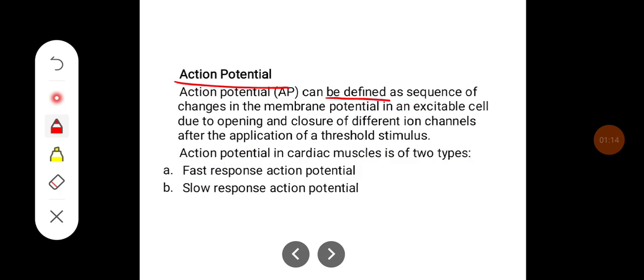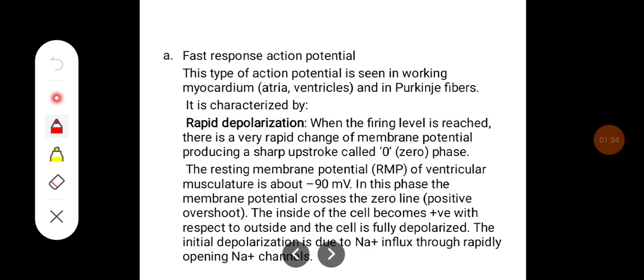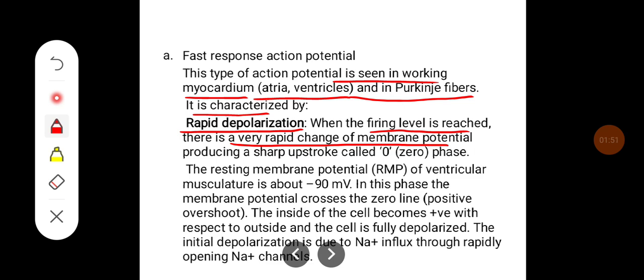Action potential can be defined as a sequence of changes in the membrane potential in an excitable cell due to opening and closure of different ion channels after the application of a threshold stimulus. And action potential in cardiac muscle is of two types: fast response action potential and slow response action potential. Fast response action potential is seen in working myocardium, that is atria and ventricles, and Purkinje fibers, and it is characterized by rapid depolarization. When the firing level is reached, there is a very rapid change in the membrane potential, producing a sharp upstroke which is called the zero phase.